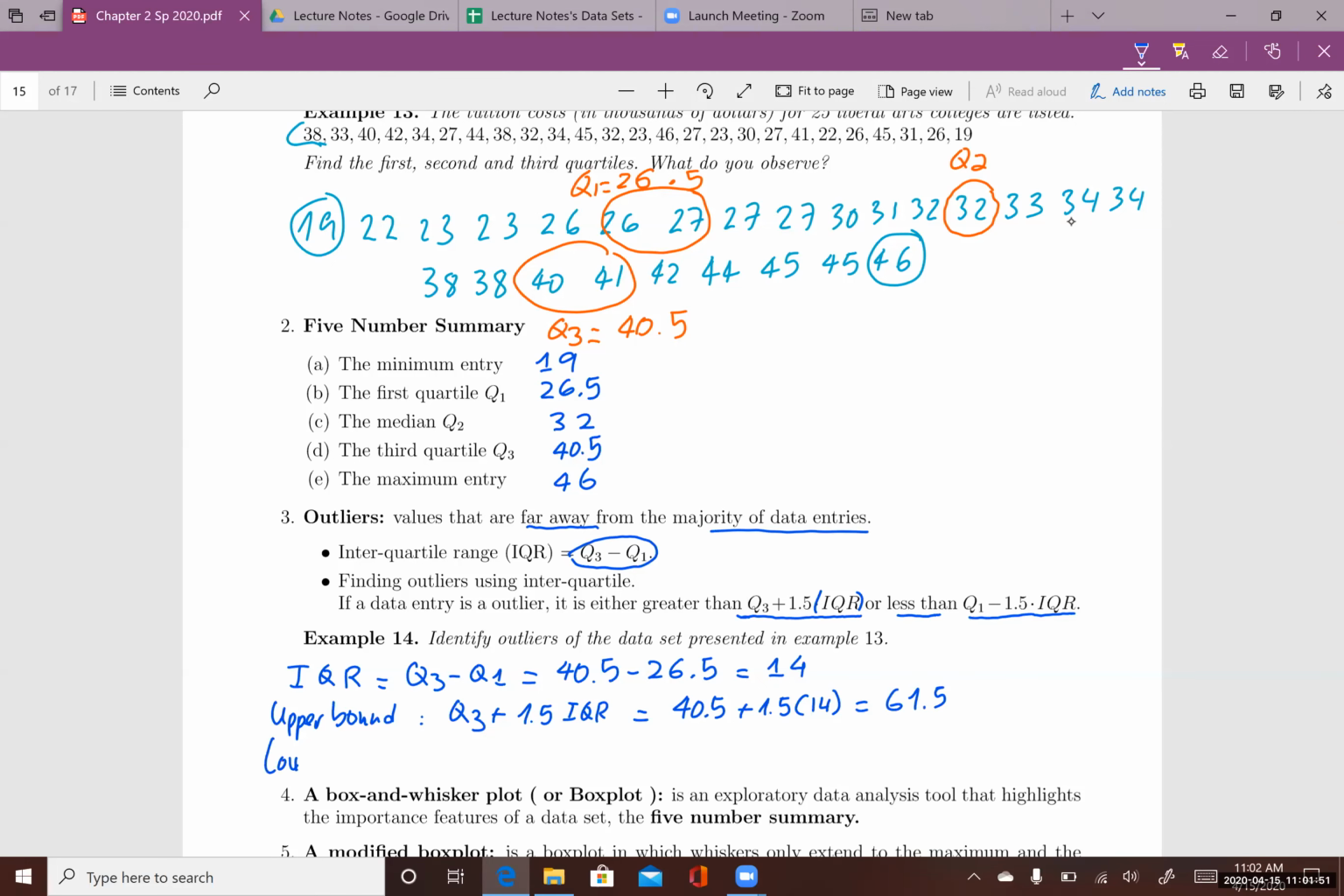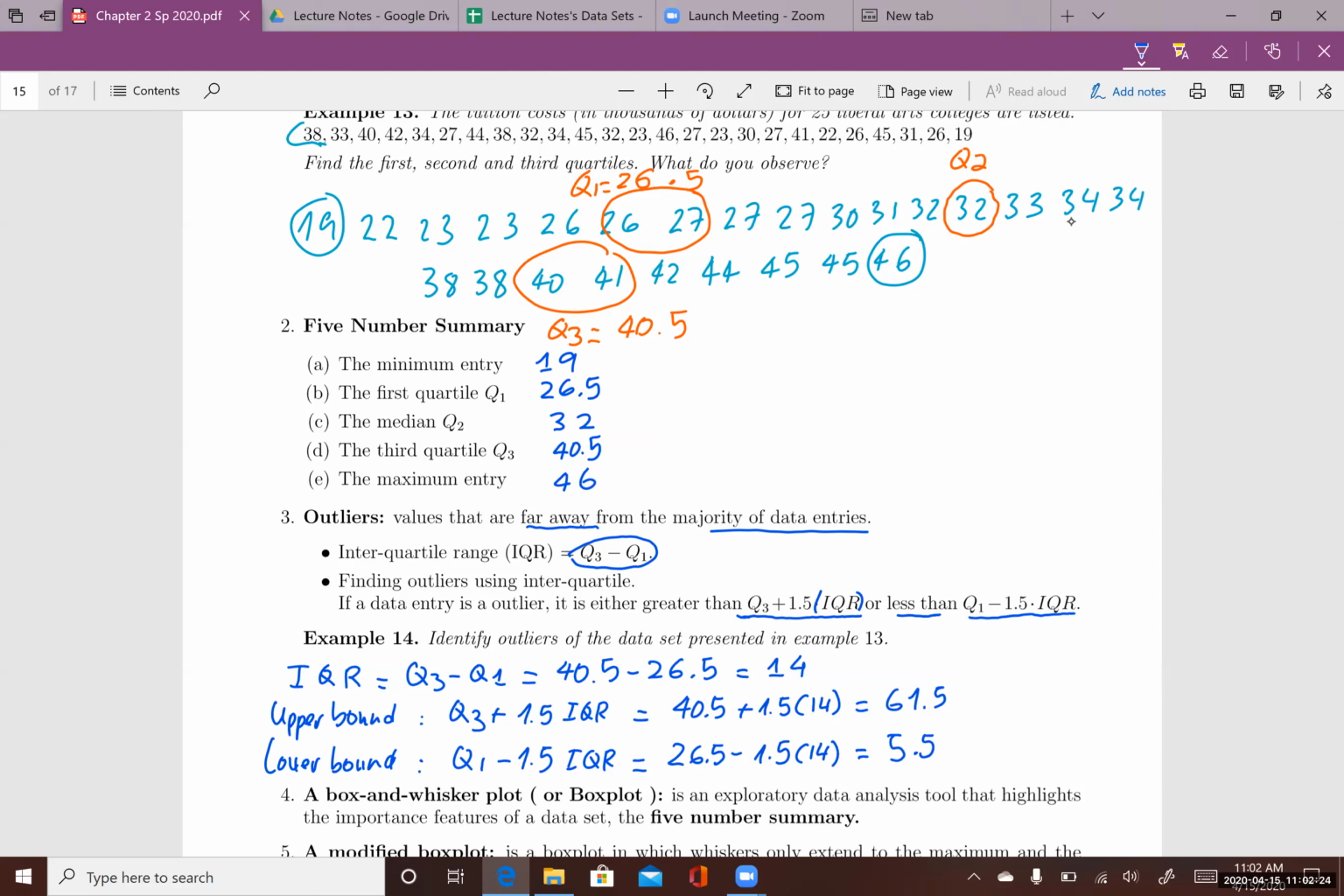And then the lower bound can be calculated using Q1 minus 1.5 IQR, and it's going to equal 26.5 minus 1.5 times 14, which is 5.5. So any values in the data set that are less than 5.5 are considered outliers, and any values greater than 61.5 are considered outliers.